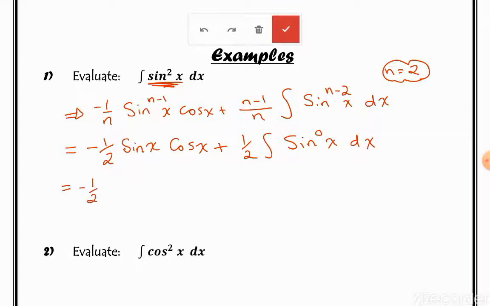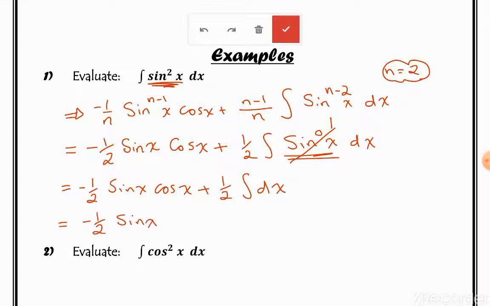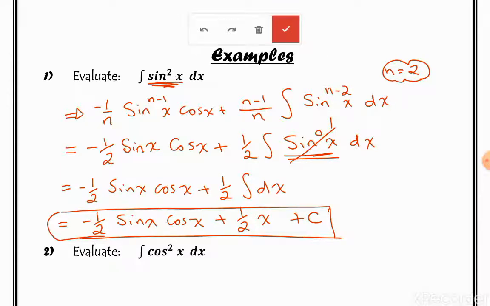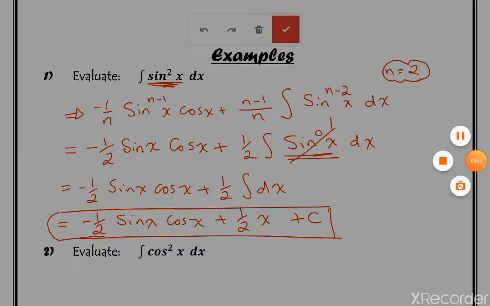So the answer equals negative 1/2 sine x cosine x plus 1/2, the integral of anything to the power of 0 is 1. So we have only the integral of dx. My final answer is negative 1/2 sine x cosine x plus 1/2 x plus c, the constant of integration. This is the first question.